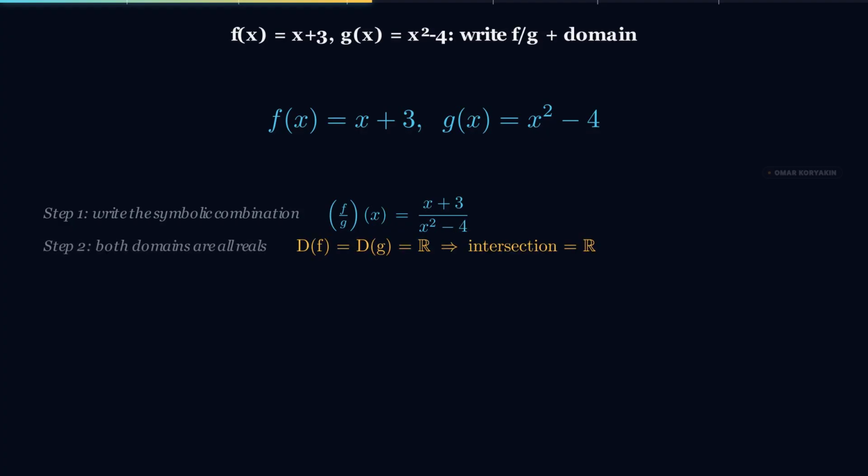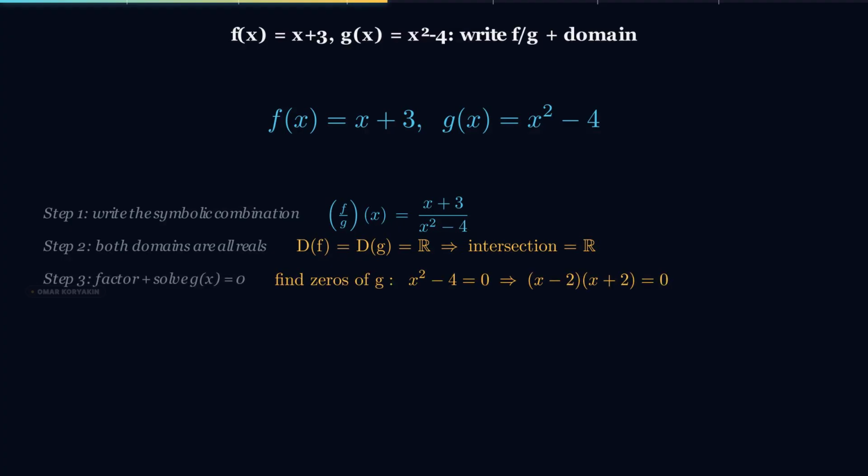Step 2. Identify the domain. The individual domains of f and g are both all real numbers, since both are polynomials with no internal restrictions. The intersection is therefore also all real numbers, but the division has the extra restriction that g of x is non-zero.